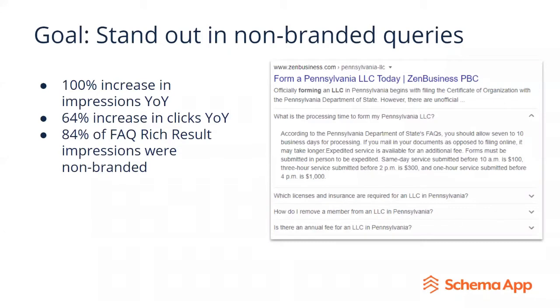So with Zen Business, their goal was to show up in non-brand search. We matched their content that talked about the problems their clients are facing with schema that made them eligible for rich results. The impact was a 100% increase in impressions and a 64% increase in clicks. The content was already there. The Schema Markup helped Google understand the context of their solution space and their content.